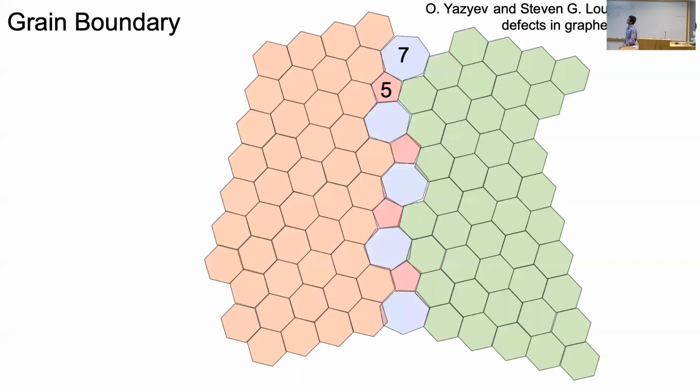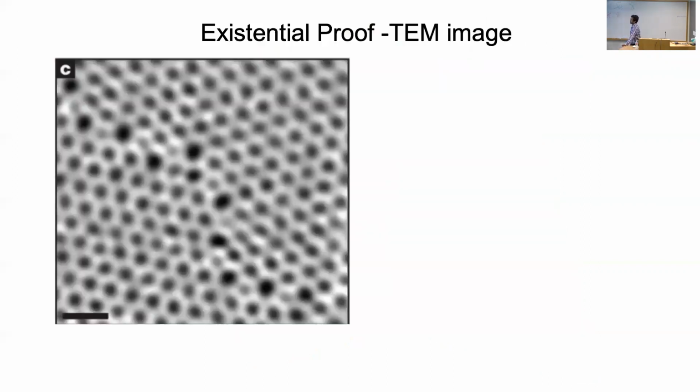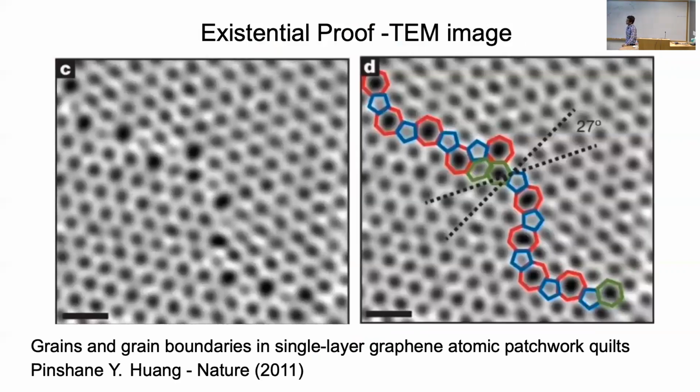It was predicted by Oleg Yazyev and Steven Louie in this paper that such a grain boundary gets filled up by pentagons and heptagons. And this prediction was later experimentally proved in the same year by a transmission electron microscopy image, where Pinshane Huang showed the existence of these pentagons and heptagons. She gave a talk last year at UCSD, and when I saw the talk, it inspired me to look back into STM and find these grain boundaries.